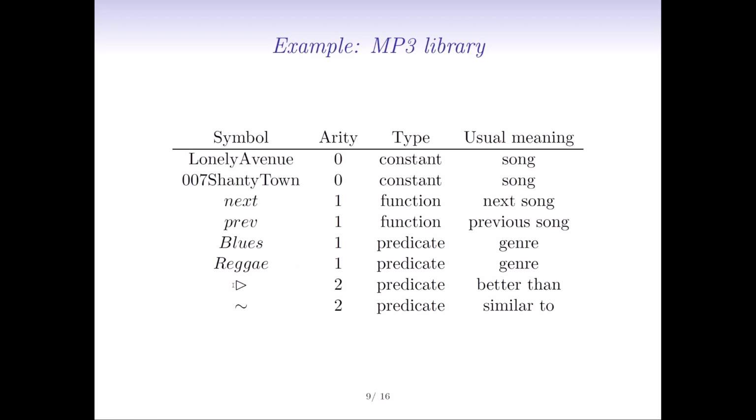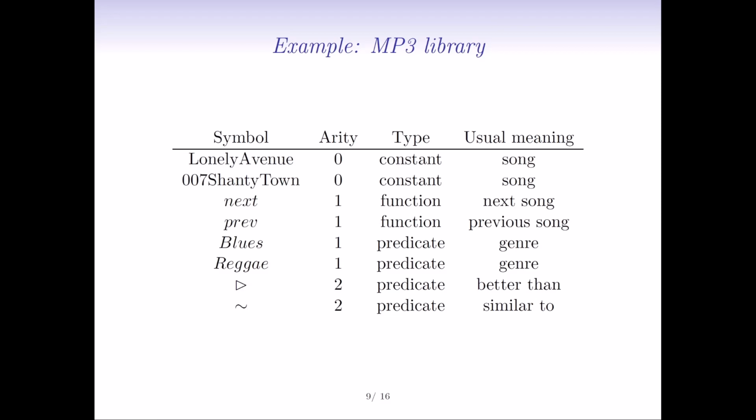So I used this triangle symbol to mean "better than". I'm thinking of this being written infix as well. So X triangle Y is supposed to be interpreted as X is better than Y, according to perhaps my own personal rating of the songs. And this twiddle, or tilde, I'm also thinking of being infix, and I'm going to use that to mean that two songs are similar. So X twiddle Y might mean that X and Y are similar songs.